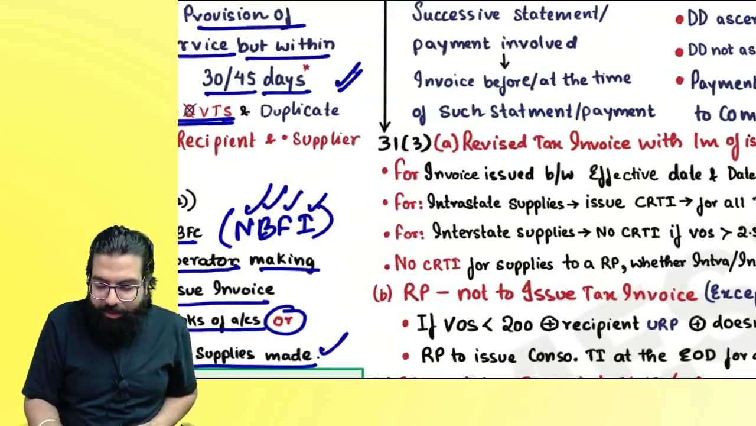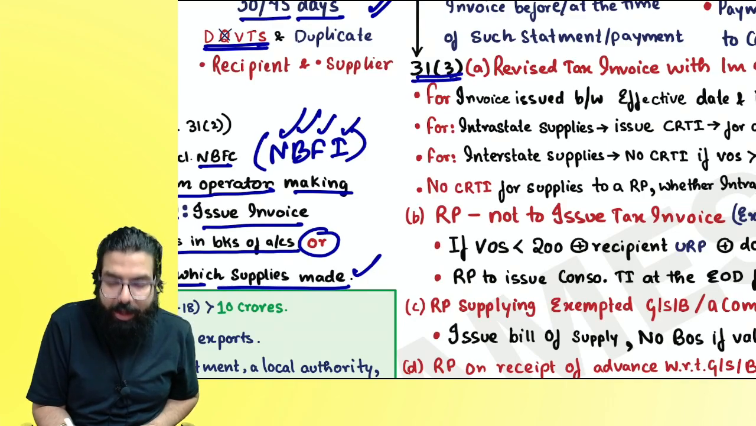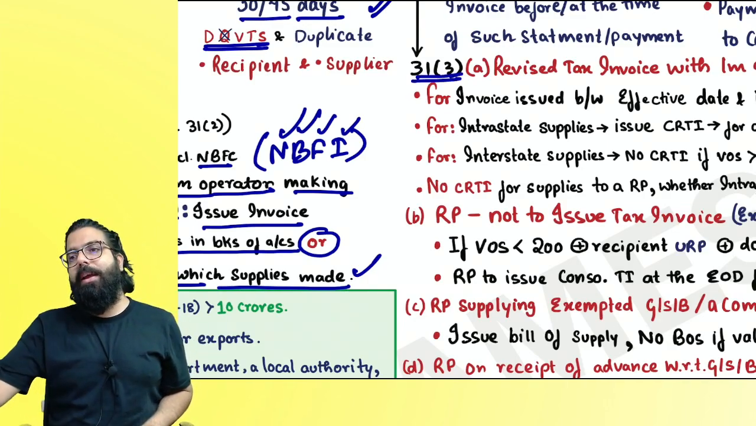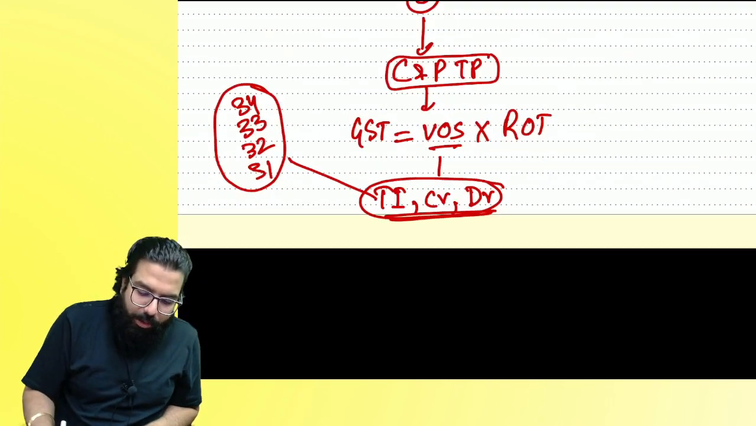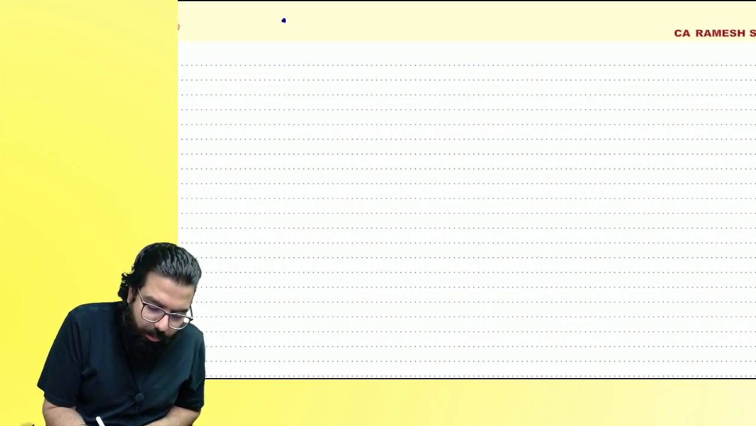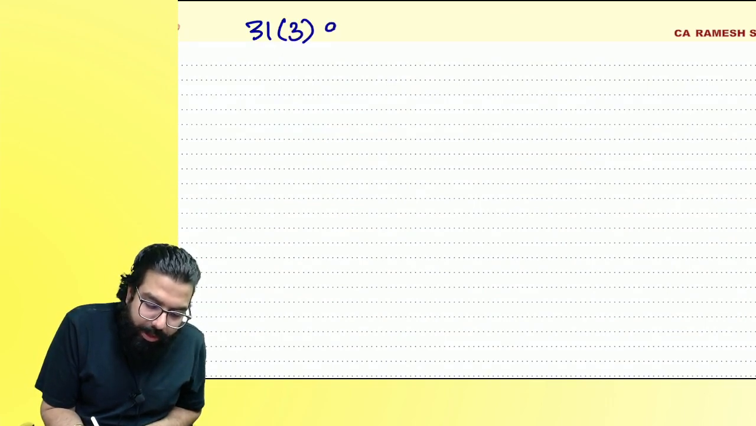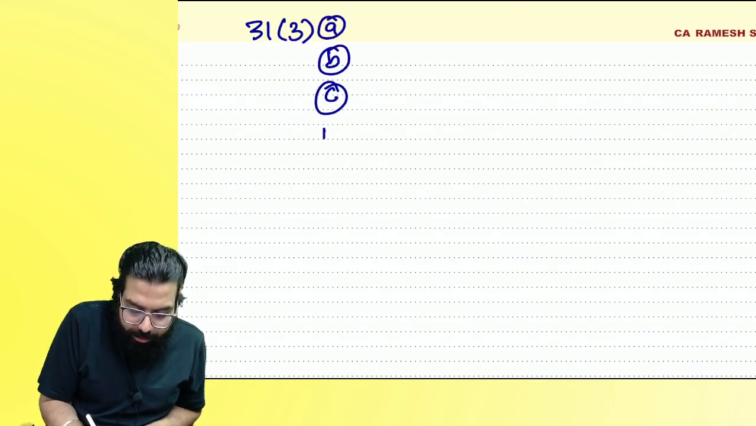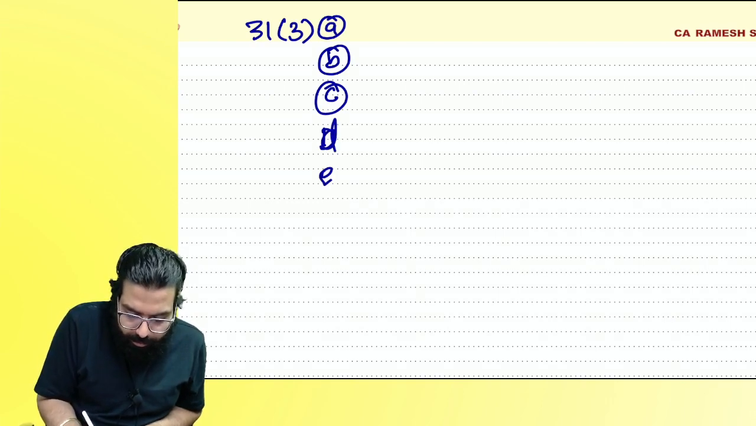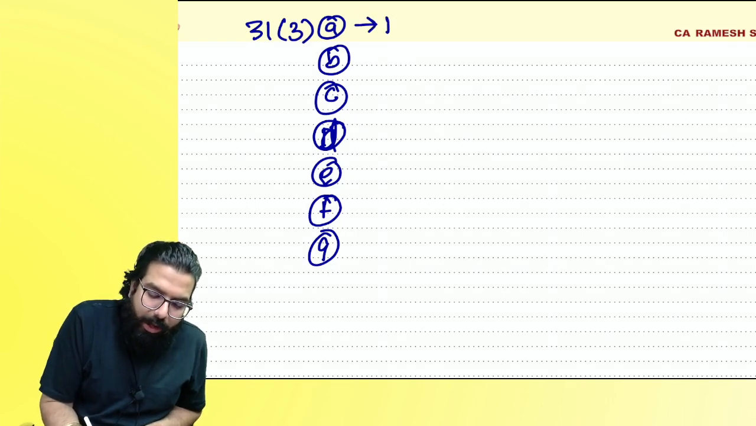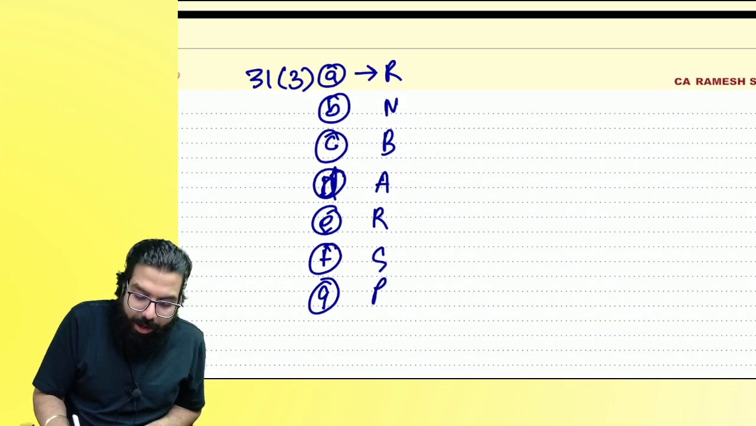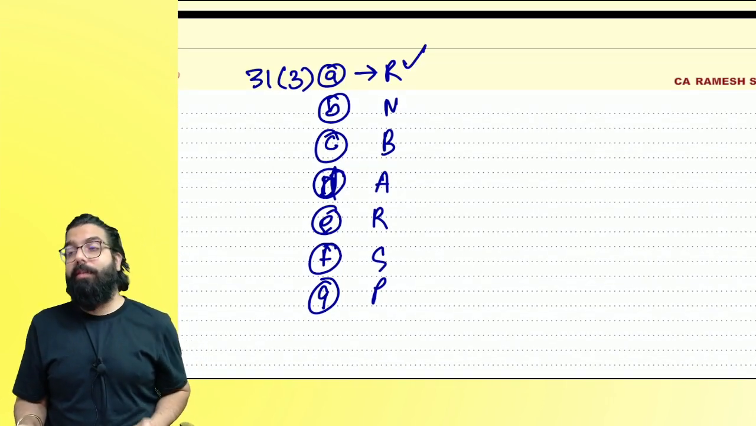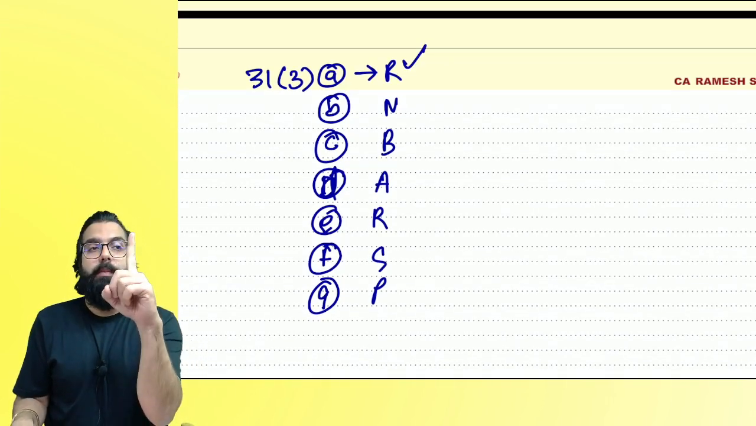Everyone over here, then section number 31(3) comes. 31(3) has clauses A, B, C, D, E, F, G. Sir, when we talk about section number 31(3), A, B, C, D, E, F, G, A means what? I told you, you have to remember R, N, B, A, R, S, P. R for revised tax invoice. Baba, you should issue revised tax invoice within how much time?